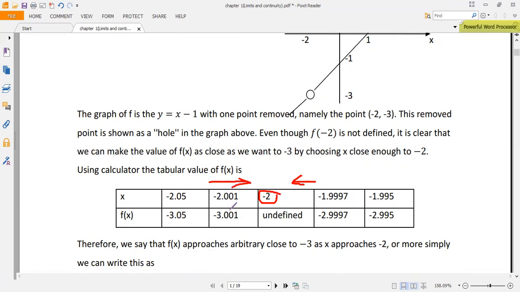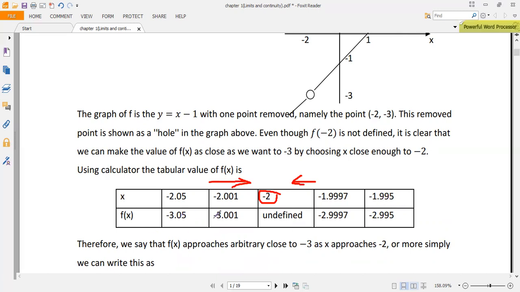So taking those points, minus 2.001, its value is this one, minus 2.05, its value is this one, clearly, and at minus 2 it is not defined, and from the right, minus 1.99 something, and its value is minus 2.99, at minus 1.995, its value is this one.